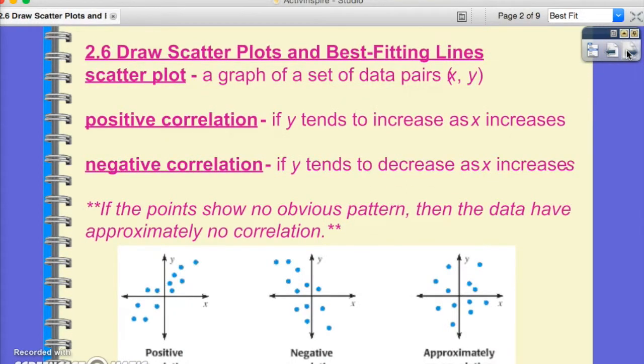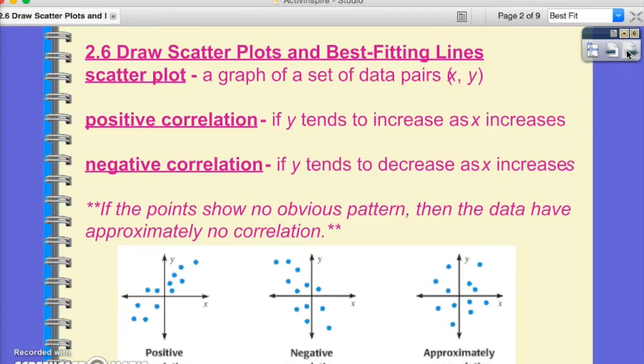Today we're talking about 2.6, which is draw scatter plots and best fitting lines. This lesson is another lesson that's very applicable to real life, that mathematicians use for data and other things in the real world, which I'll talk about as we go, and you'll see that in the problems here today. So let's start with the basics.